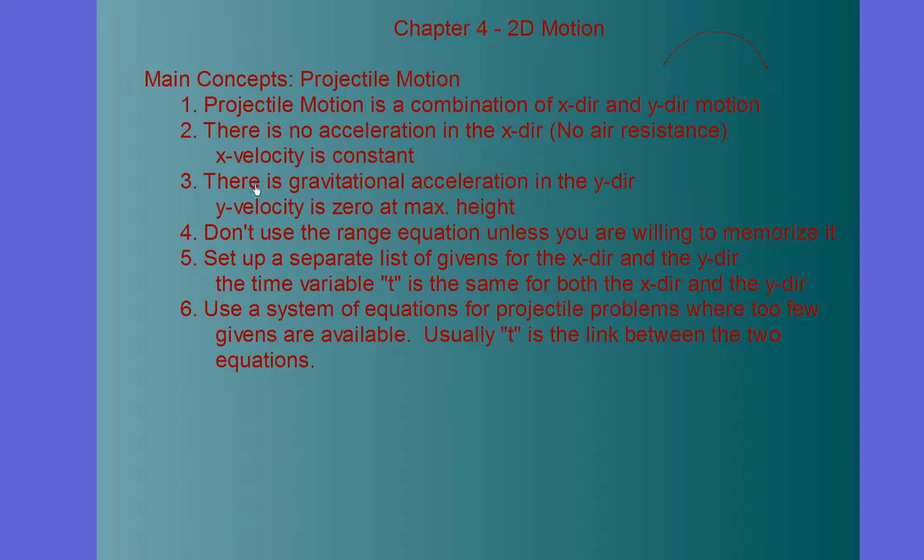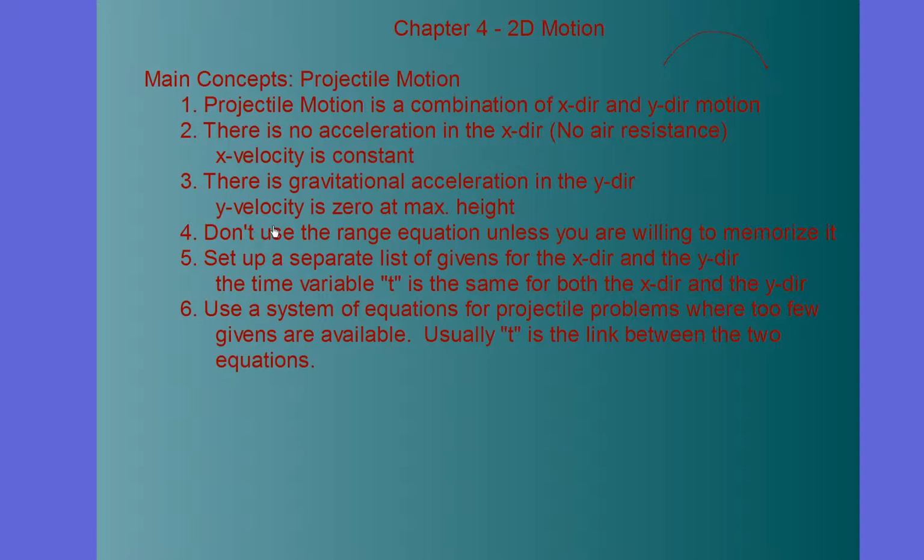We're also going to consider the case where only gravity is acting in the y direction, so there is actual acceleration in the y direction from the force of gravity. And because of that, as something moves up, it slows down, and as it moves down, it speeds up, and at the very top of its path, the velocity in the y direction is 0.